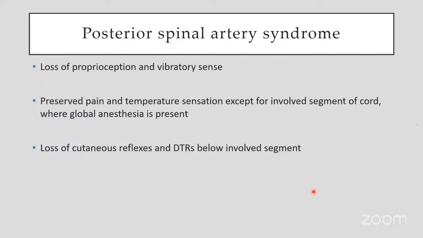In posterior spinal artery syndrome, there will be involvement of the posterior column, resulting in loss of proprioception and vibration, preservation of pain and temperature, except for the involved level of the spinal cord, and loss of cutaneous reflexes and DTR below the involved segment.